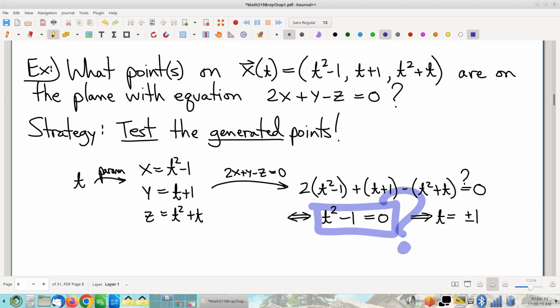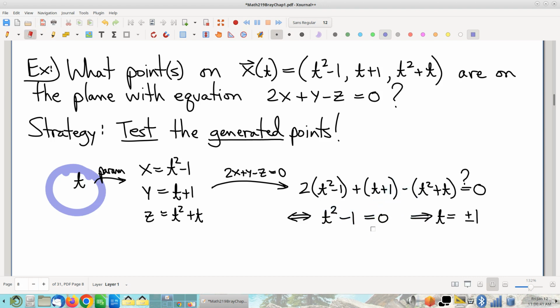Well, what this says is whichever values of t satisfy this equation, those values of t generate points that are on the plane. In other words, those values of t generate the points that I'm looking for, right? So solve this equation. Let me get rid of that. You solve this equation, pretty easy to do, right?